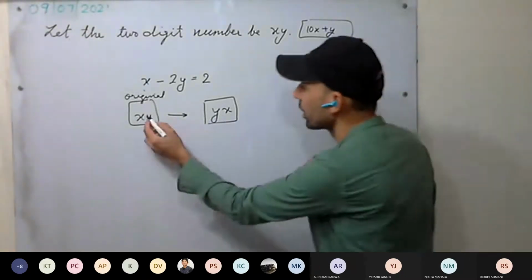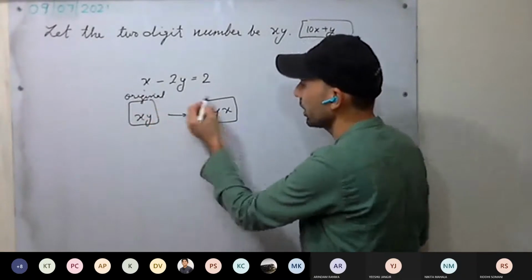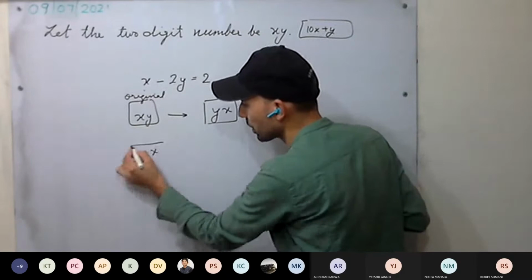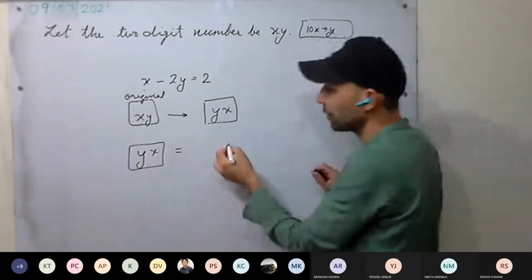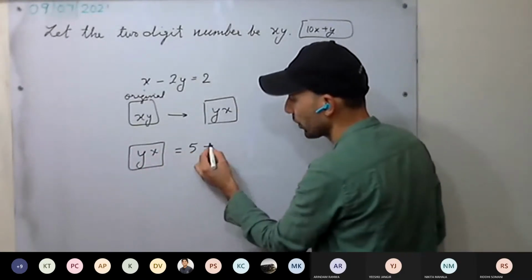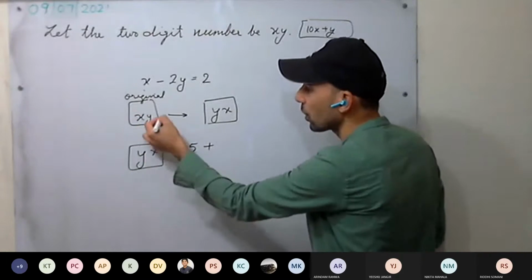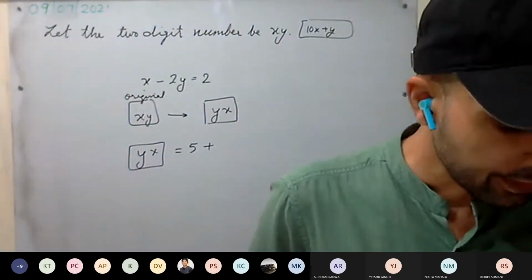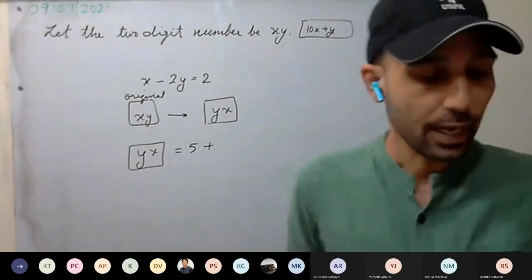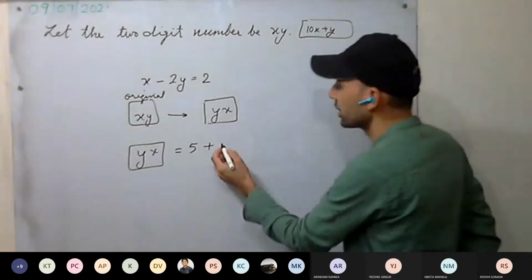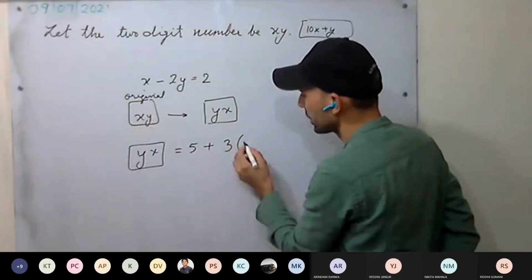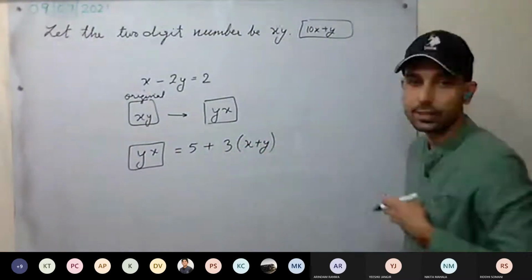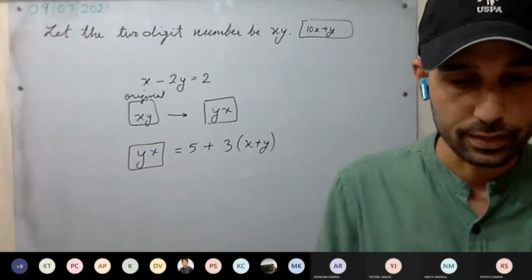So see here, this is the original number. As its digits have been interchanged, now this new number is 5 more than 3 times the sum of the digits. 3 times the sum of the digits, that is x plus y. Or you can do y plus x. That doesn't matter. Same thing.